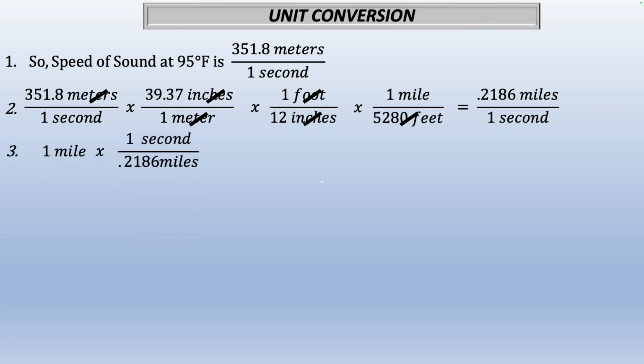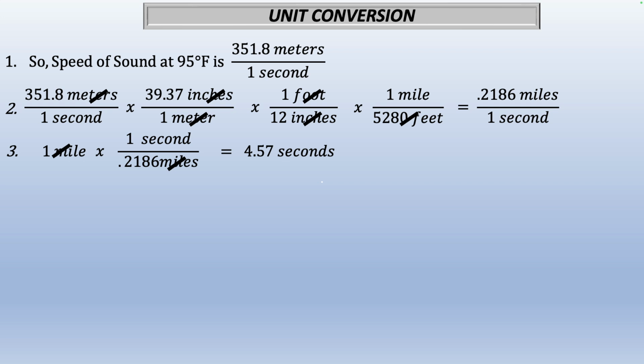So if we're interested in finding out how long it takes to go 1 mile, okay, then you simply invert that fraction that you saw there, 0.2186 over 1, put it 1 over 0.2186 so the miles cancel, okay? And what you end up with is 4.57 seconds, okay? So that means that at 95 degrees Fahrenheit, as soon as you see the lightning, it is going to take the sound 4.57 seconds to get to your ear, okay?